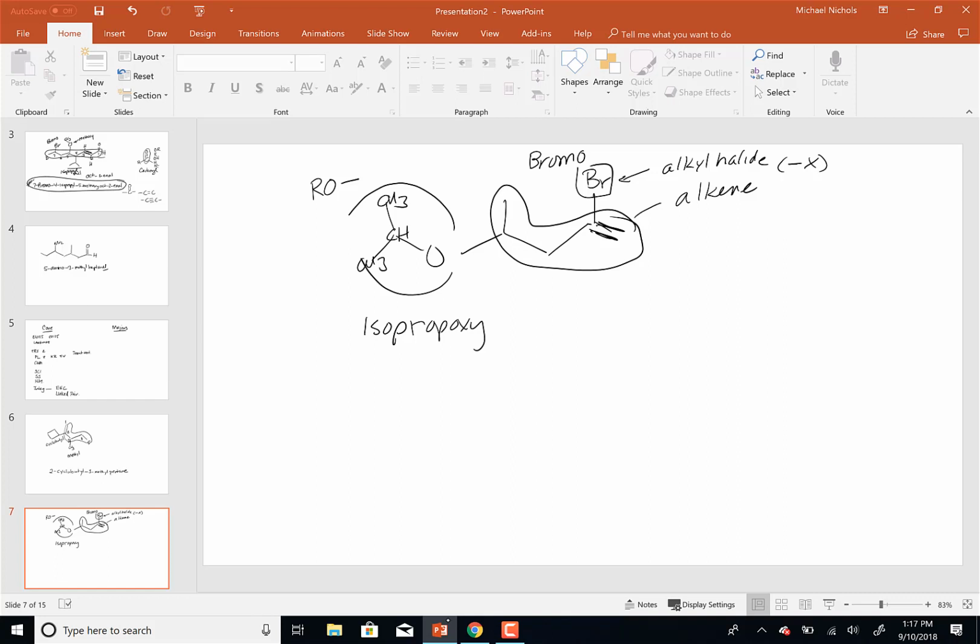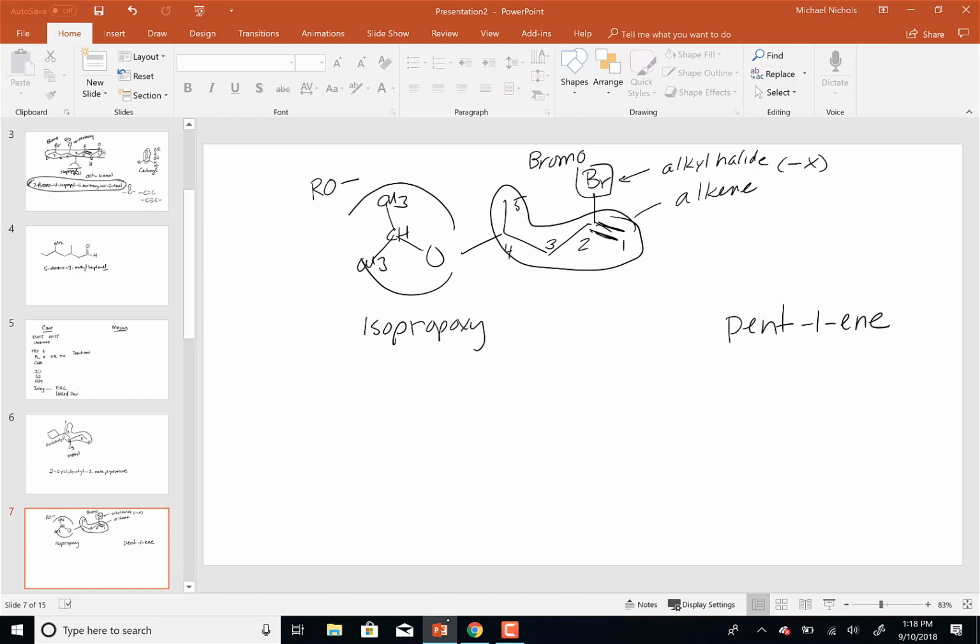Okay. So then I put the name together. Well, how many carbons do I have? 5. Numbering from right to left, because I've got a number closest to the double bond. So there are my 5 carbons. So this is a pent... 1-ene.